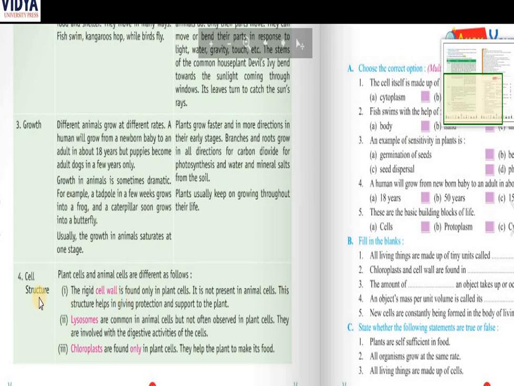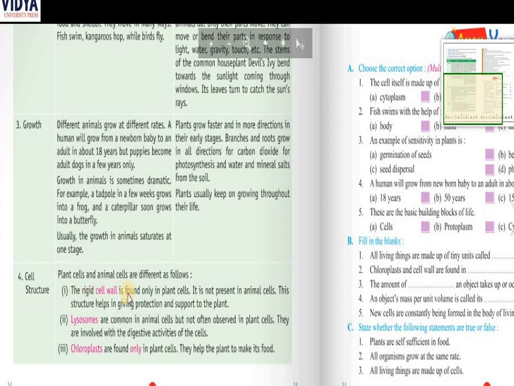Cell structure. As we know, all the living organisms are made up of cells. So plants and animals, as both of them are living organisms, are made of cells, but there is a difference in the cell structure of plants and animals. So let's see what the differences are.